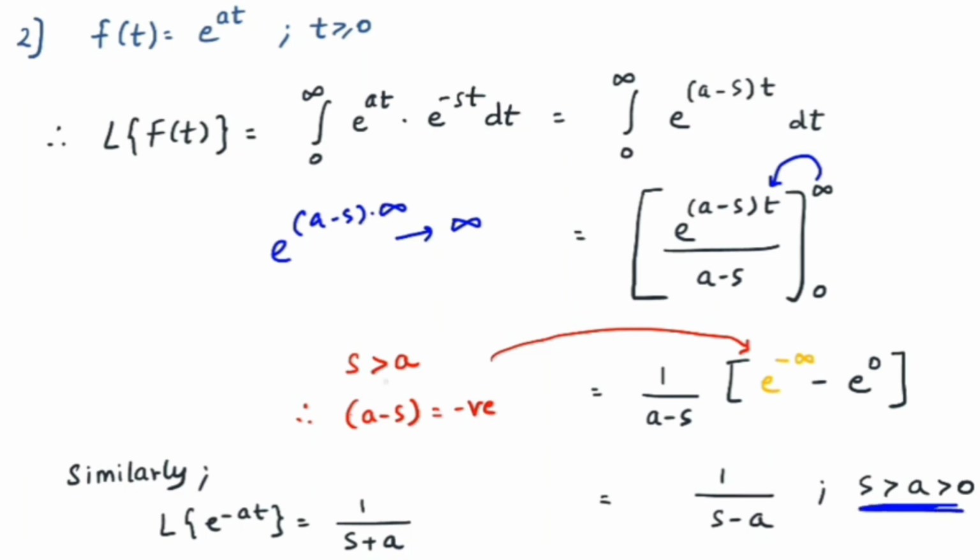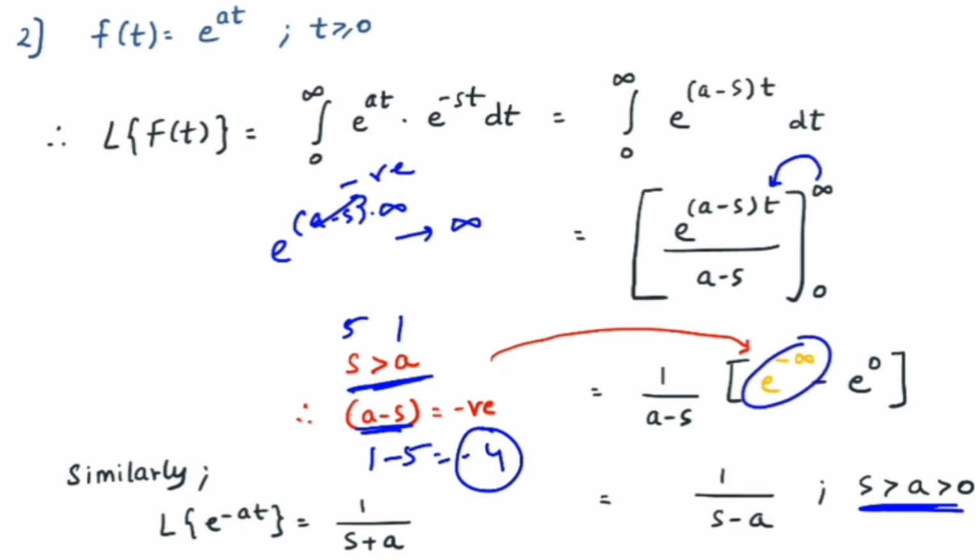If s is greater than a, then a minus s would be what? A minus s would be negative. I can give you one example. Let's say the s value is 5 and the a value is 1. So 5 is greater than 1, correct? So a minus s means 1 minus 5, which is minus 4. The answer will always be negative. So if the answer is negative, then this bracket is completely negative, right? So e raised to negative into infinity. In the previous question we saw that it was equal to 0.